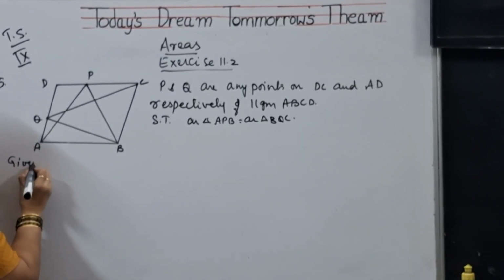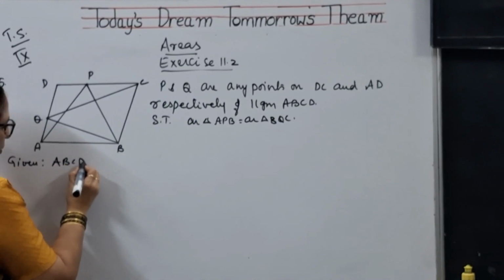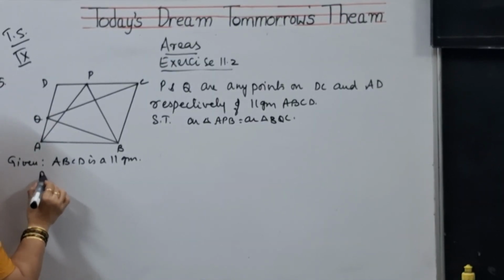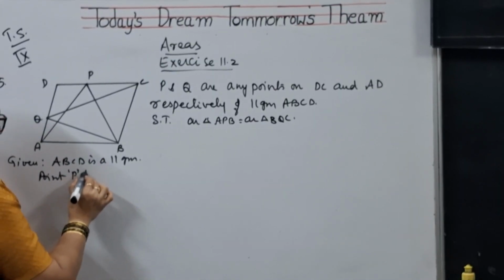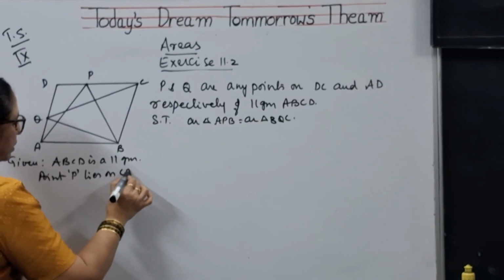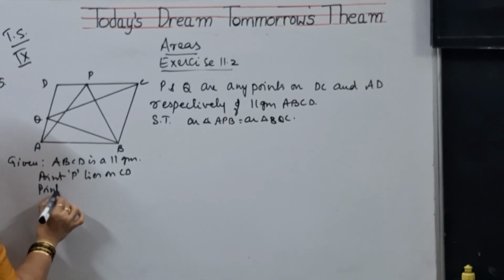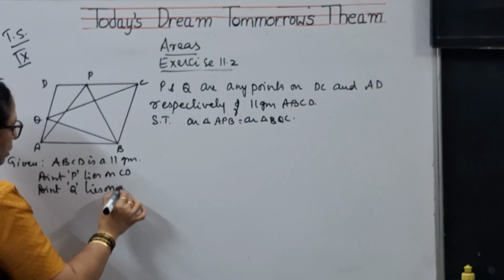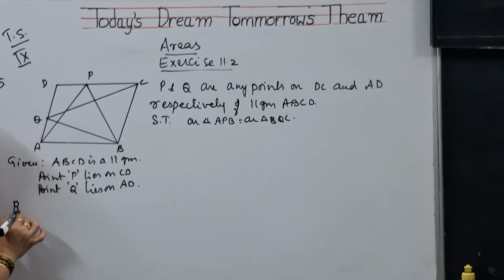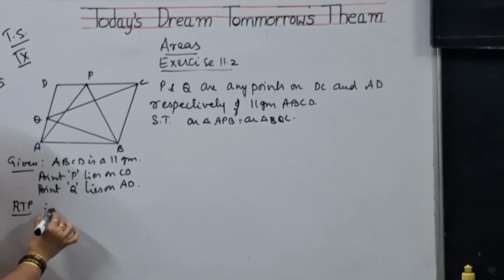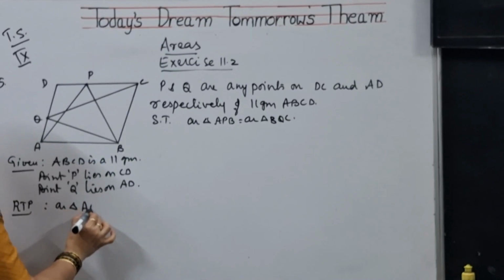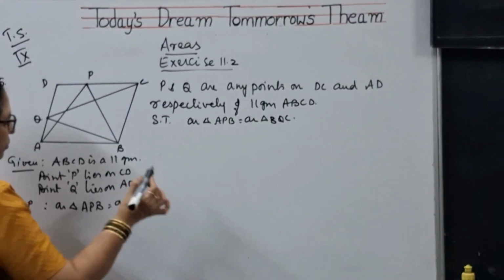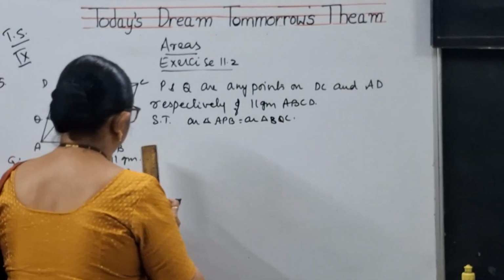So what is given to us? ABCD is a parallelogram and point P lies on CD and point Q lies on AD. This is given to us. And what is RTP? What is that we need to prove? Area of triangle APB is equal to area of triangle BQC. So let us go for the proof.